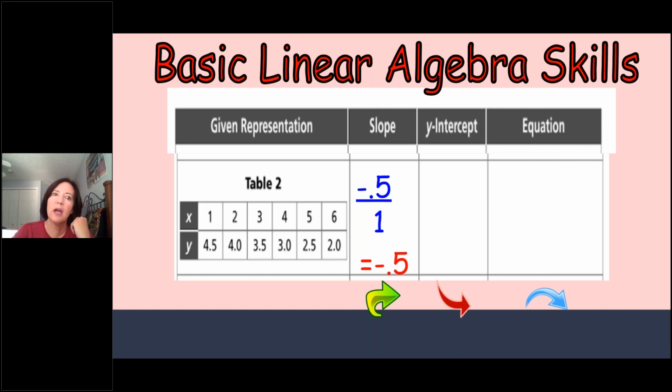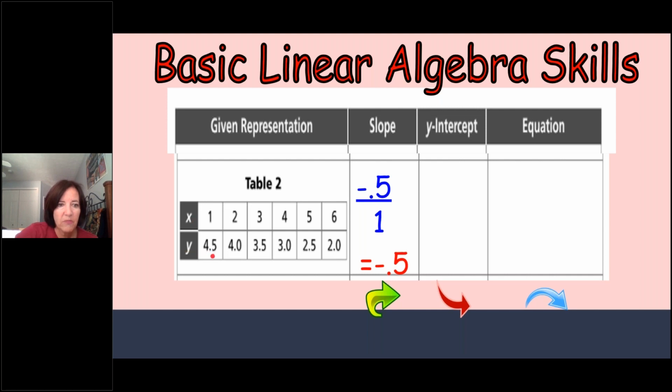Y-intercept is very tricky on this table, and we did a lot of practice problems like this on my previous videos. The problem is, in order to find the y-intercept, we need to find where x equals 0. On this table, they didn't tell us where x equals 0. It's our job to figure that out. So that's okay, we can do that.